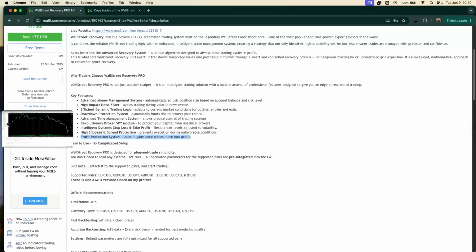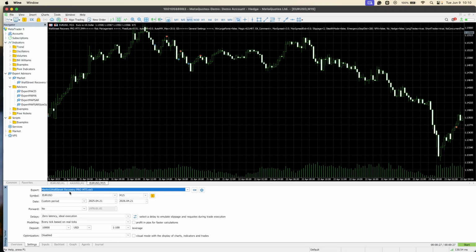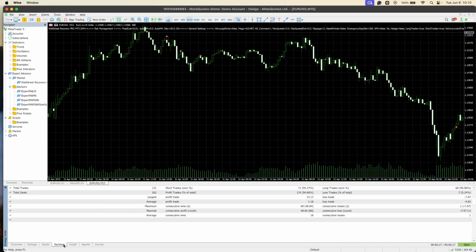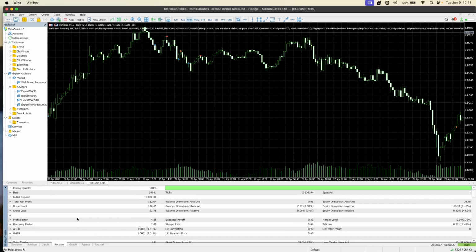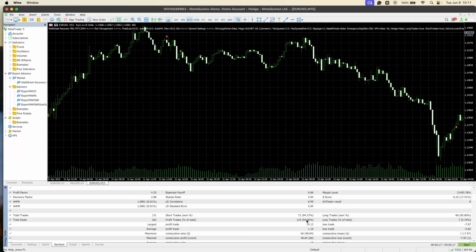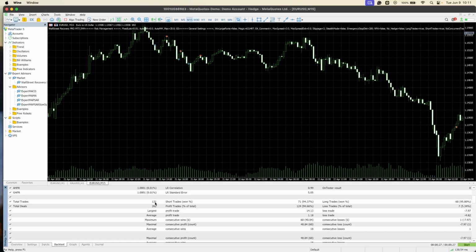Now let me show you my backtest. I had the opportunity to backtest this Wall Street Recovery Pro on MetaTrader 5 on EURUSD on the 15-minute time frame from April 2025 to April 2026, and I ran it on a $10,000 initial deposit, and the results were very conservative but clean. Total net profit came in at about $113, and profit factor is about 4.35 with a super high 94% win rate. This win rate is across 131 trades in total for that year.